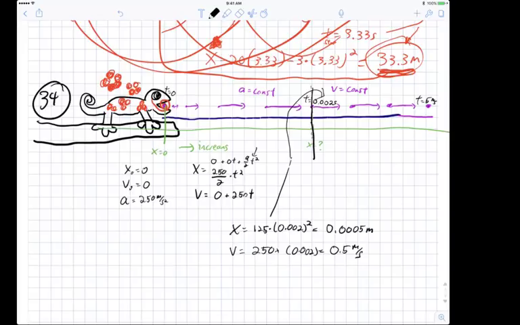Hold on. 125 times 0.2 times 0.2. So this is 5 meters. Really? 0.02 times 0.02. It's 125. No, it's not 5 meters. It's 5 centimeters.